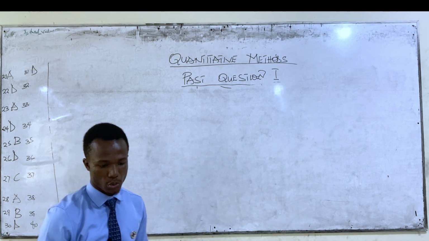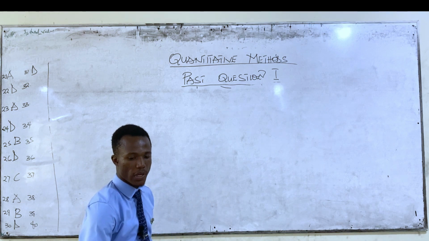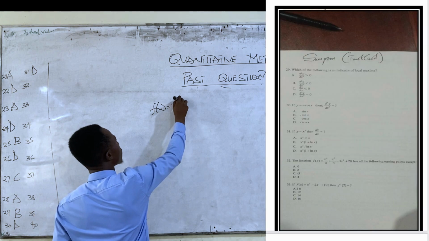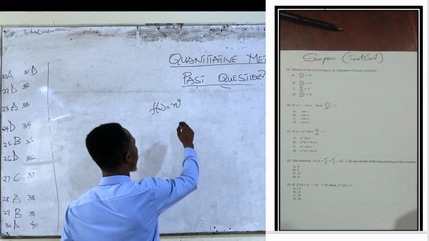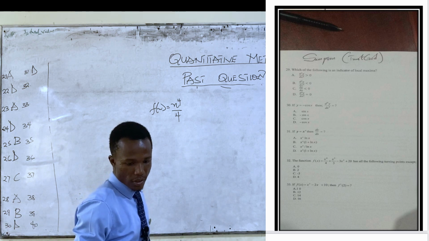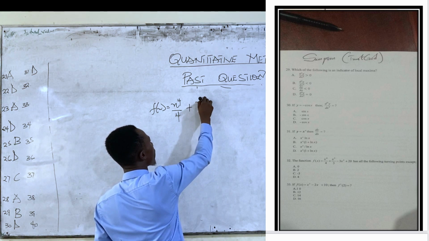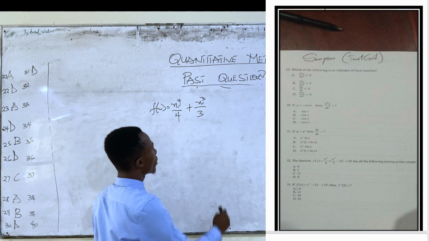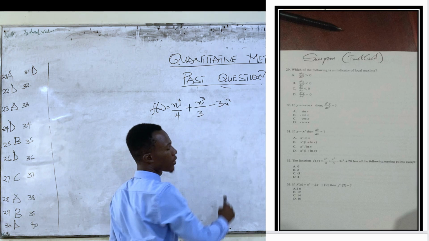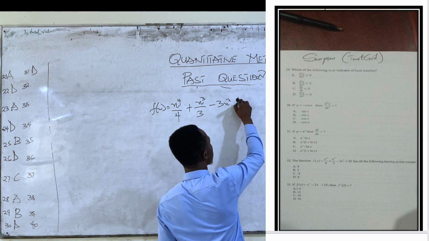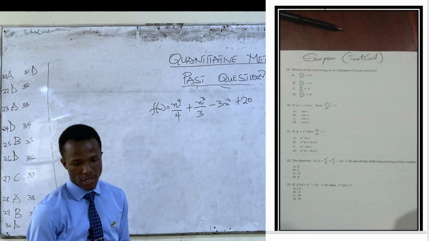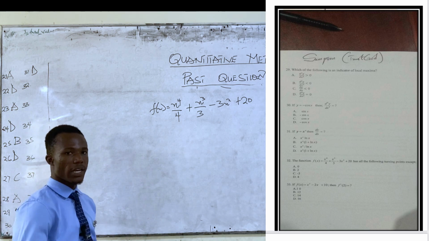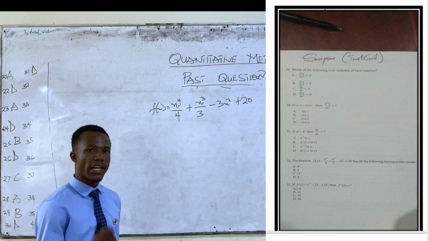Okay, let's look at question 32. The function f of x is equal to x exponent 4 over 4 plus x exponent 3 over 3 minus 3x squared plus 20 has all the following turning points except. So we are going to look out for the turning point, and you know, for the turning point it is when dy dx is equal to what?